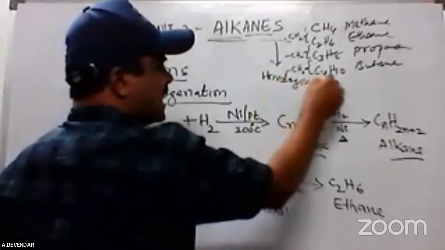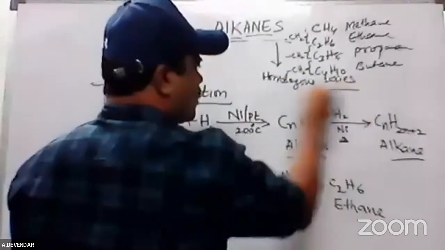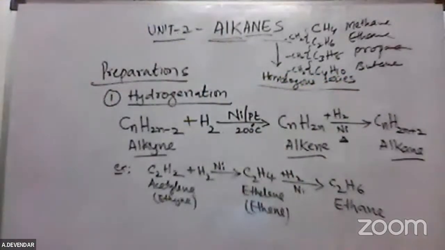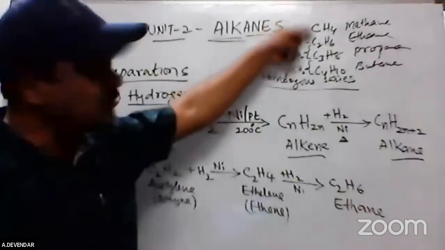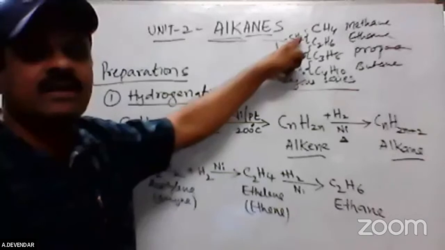In the examination, they also ask what a homologous series is. Alkanes show a homologous series also. Consecutive members differ by 1 carbon and 2 hydrogen atoms.